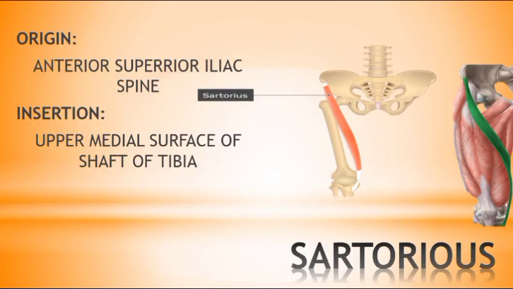Our first muscle is the Sartorius muscle. This muscle can be said to be the longest muscle of our thigh. The origin of this muscle is the anterior superior iliac spine. From the anterior and superior part of the iliac spine, this muscle originates. And the insertion of this muscle is the upper medial surface of the shaft of the tibia. As you can see in the picture, the green shaded muscle is the Sartorius muscle.